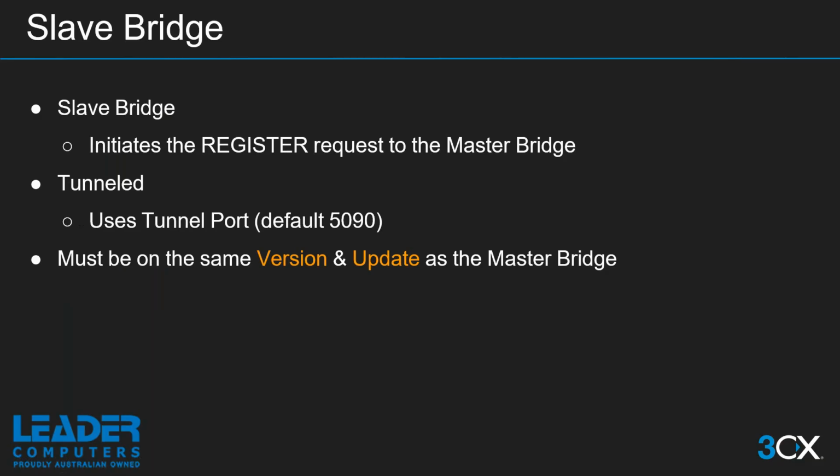And slave bridge, it initiates the register. So on the 3CX B, you'll be creating a bridge as a slave, and then you'll be entering the virtual extension number, the password, and the password from the 3CX A, and also you'll be entering the FQDN or the IP address of the 3CX A in the slave bridge with the tunnel port, same 5090. And you must also make sure the master and slave bridge are on the same version and update. So the update version and the version need to match for the master and slave bridge for better communication, or better connection.